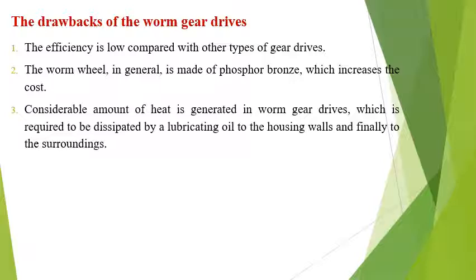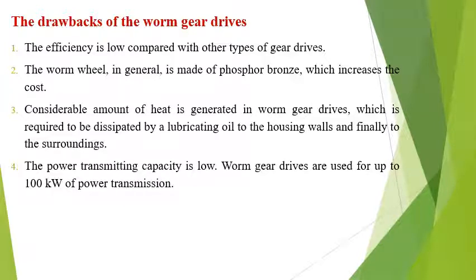Next, a lot of heat is generated when they mesh with one another, which is required to be dissipated with the help of a lubricating oil. So this is one consideration. Again, the power transmission capacity is low. Worm gear drives are generally used for only up to 100 kilowatts of power transmission.